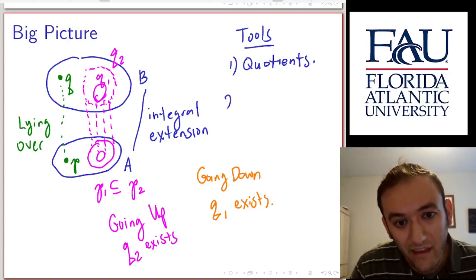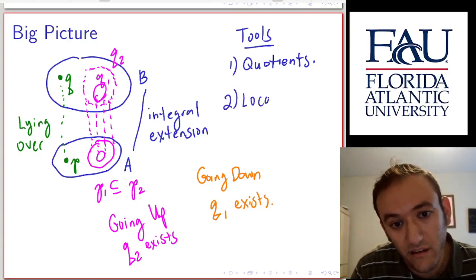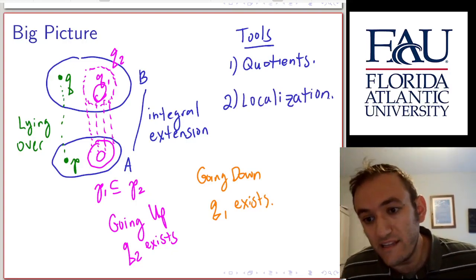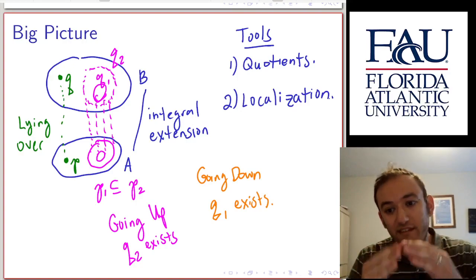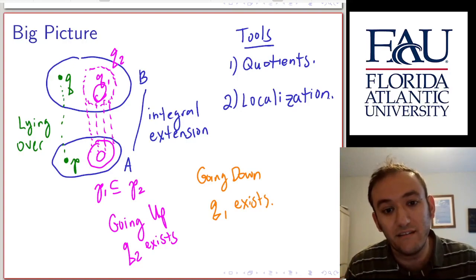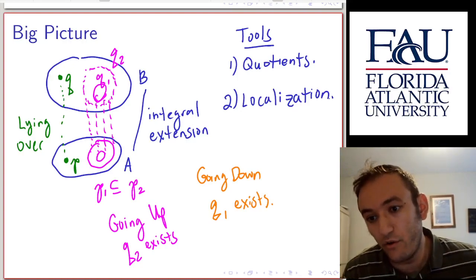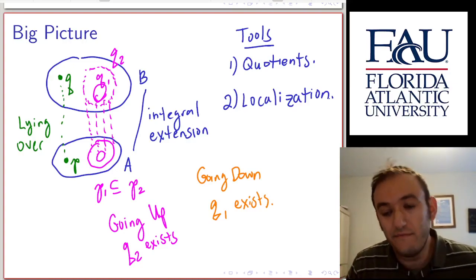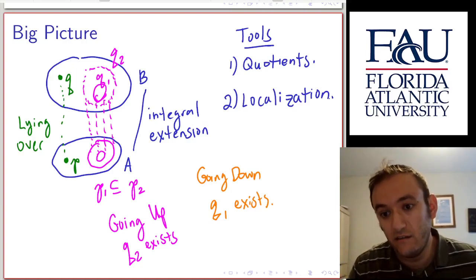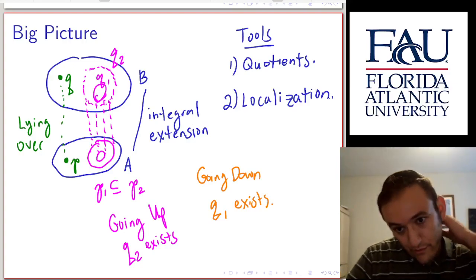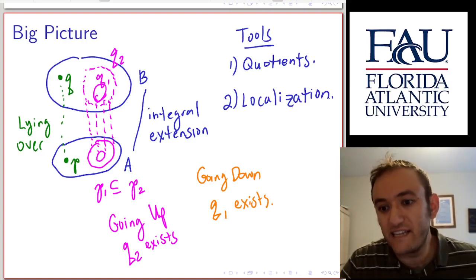Okay? And the other tool that we'll use a great deal is localization. And localization allows us to say only the things contained in this prime ideal are important. Anything that's not contained in this prime ideal is now just going to be the whole ring. So when you localize a ring, any ideal that's not contained in the prime that you're localizing at is going to turn into the unit ideal. Okay, so that's the big picture of what we're going to be doing today, but now let's get to the details.